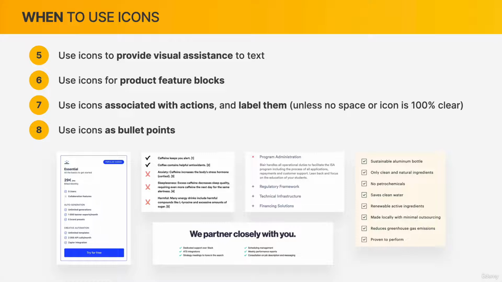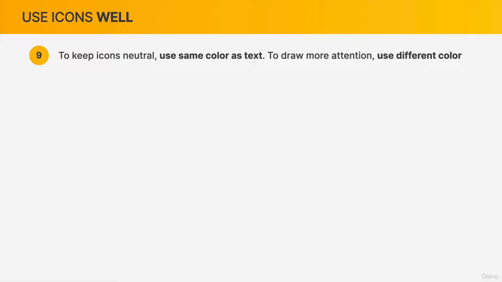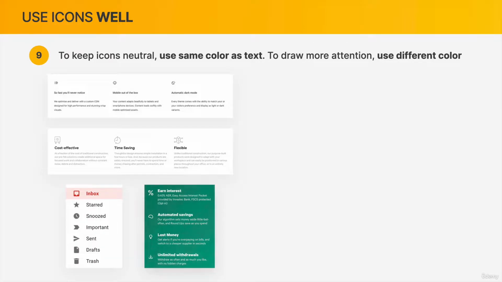All right, so we learned what icons to use, when to use icons, and now let's quickly talk about how to actually use icons well. So as a first guideline, if you want to keep icons neutral, you can set them as the same color as your text. So just like in this example, the text is basically black or white, and so if you set the icons to a similar color, then they will not draw a lot of attention. They will stay a little bit out of the way and let the user focus more on the text and simply be there to provide some visual assistance in the background.